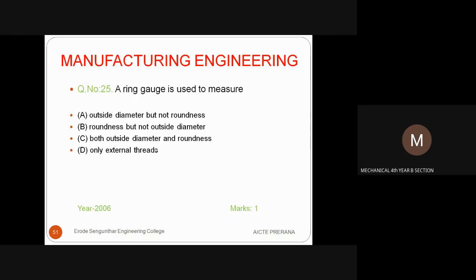Then external thread. There is no use of it for examining the quality of the external thread. We have separate gauges called thread gauges, internal thread gauge and external thread gauge. So the ring gauge has no work to do with threads. So the right answer must be measuring only the outer diameter and not the roundness. So it should be option A.